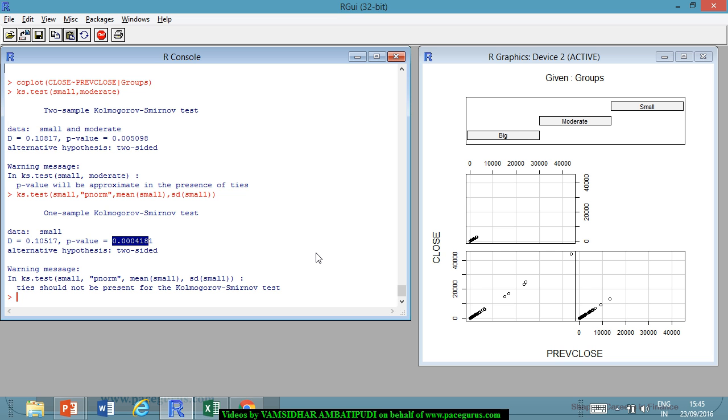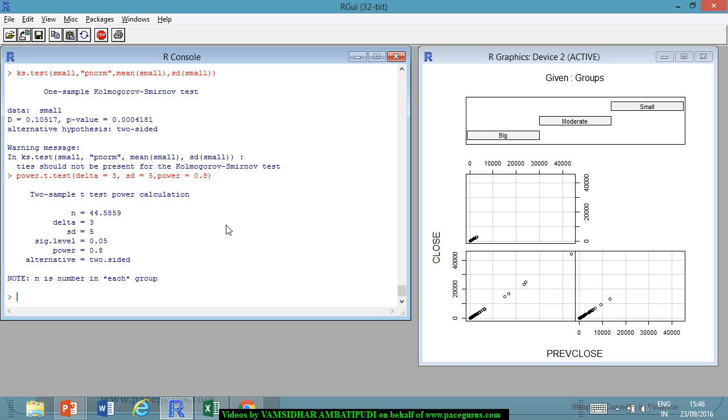So basically, let me try one simple scenario. Let's say I want to do a power.t.test, wherein I want my delta value to be 3. So if the difference between the two values is 3, I will treat it as significant. And I am looking at the standard deviation between the values. The standard deviation of the values is somewhere around 5 units. And let's say I want the power of the test to be around 80%, so 0.8. Then what it does is, it simply computes that I need a sample of at least 44.5 or 45 observations in each of the groups, so that a delta of 3 having a standard deviation of 5, significance level taken as 0.05, gives the power of the test of 0.8.